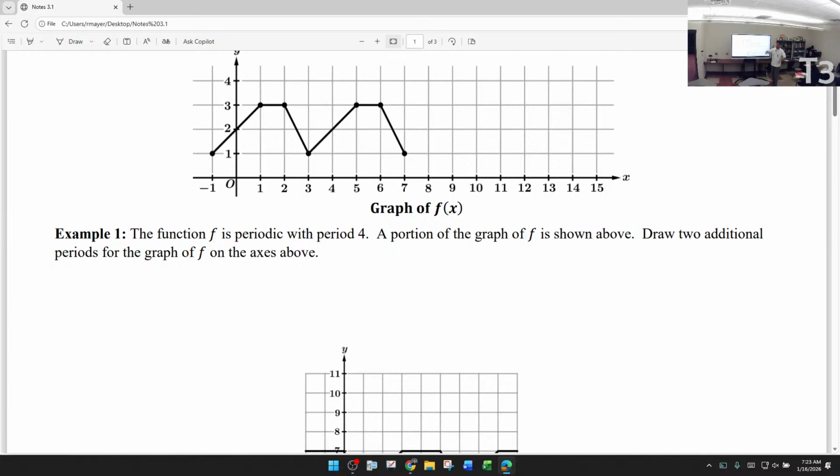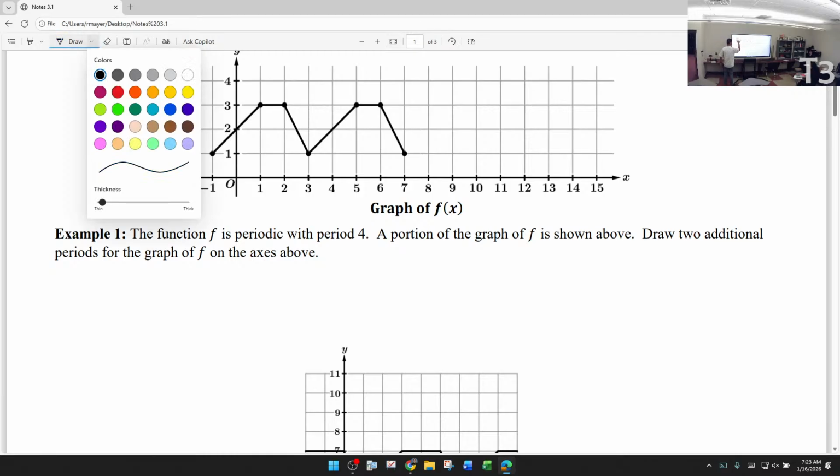Example number 1. So again, we're just going to jump right into the examples because once you start understanding this, that's all we need to know. This function is periodic with a period of 4. So they're telling you it's periodic with a period of 4. I don't even have to figure that out. A portion of the graph is shown. So we can see what? I see 2 periods of it in the graph. Draw 2 additional periods. They don't care if you draw them to the right or to the left, 1 to the left, 1 to the right. I just have to draw 2 additional periods. Easy enough. Y'all okay? So here we go with our little pencils.